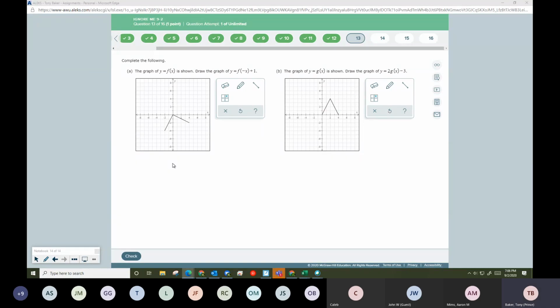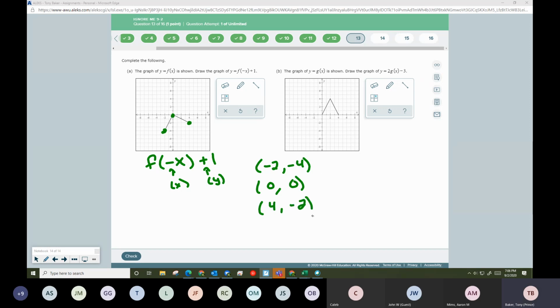All right, so notice how this first one, I have f of -x plus 1. So inside is my change in x. Outside, that's my y. So my 3 points for this problem are -2, -4, 0, 0, and 4, -2. So the first thing I'm going to do is see how the negative x is there?